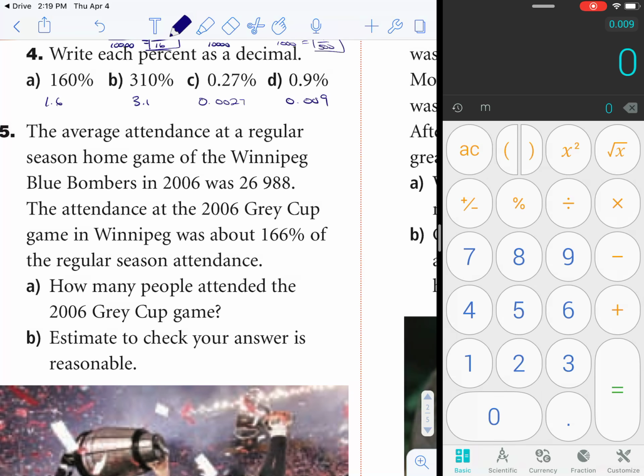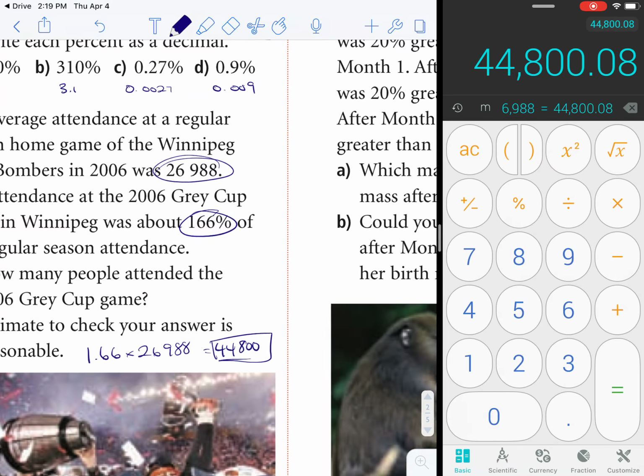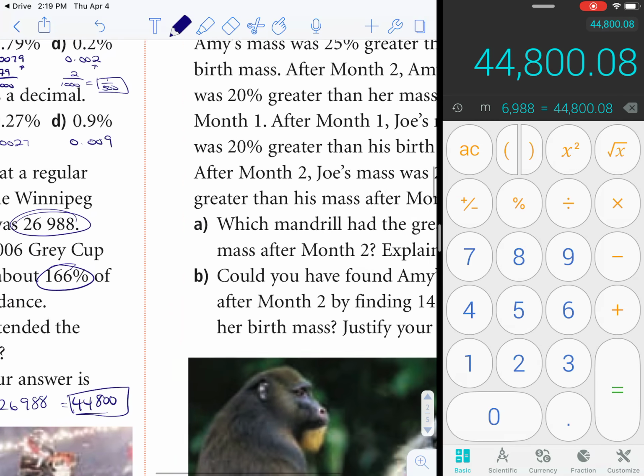Okay, you get 166% of this. So 1.66 times 26,988, 44,800. We'll just round it right to that, because you're not going to have 0.08 of a person.